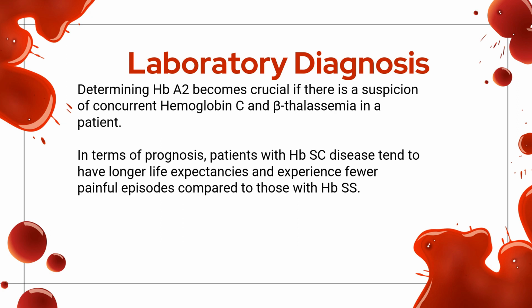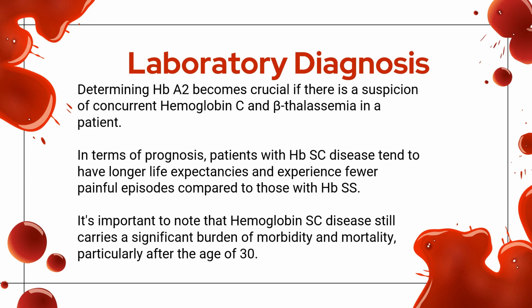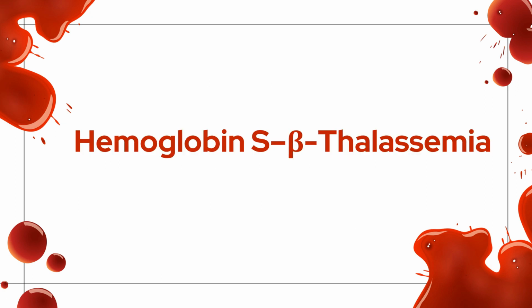In terms of prognosis, patients with hemoglobin SC disease tend to have longer life expectancies and experience fewer painful episodes compared to those with hemoglobin SS. It's important to note that hemoglobin SC disease still carries a significant burden of morbidity and mortality, particularly after the age of 30. Hemoglobin S beta thalassemia, a common form of sickle cell syndrome.